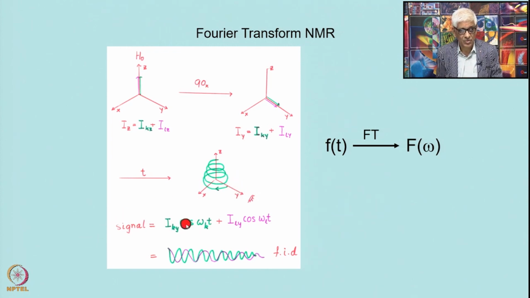The signal is equal to the sum of the contributions from the K spin, cosine omega_K t, and from the L spin, cosine omega_L t. Both these frequencies are present here, and what we will see is the superposition of the 2 frequencies. Now you see one more thing that happens: the signal decays as a function of time. The signal is decaying as a function of time.